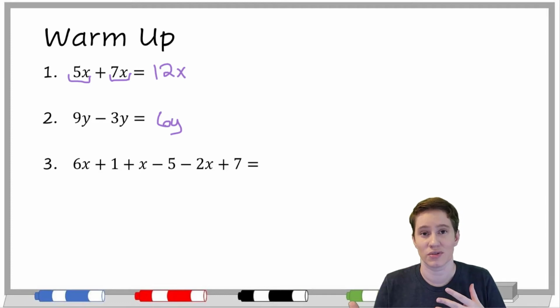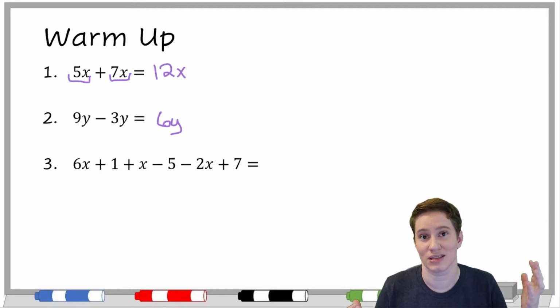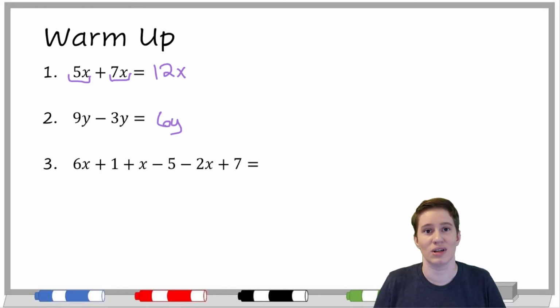If we had a mixture of letters, either by accident because I typed it wrong or on purpose to prove a point, we can't combine those things. Or like in number 3, where we've got some things with x's and something without x's, this creates unlike terms.